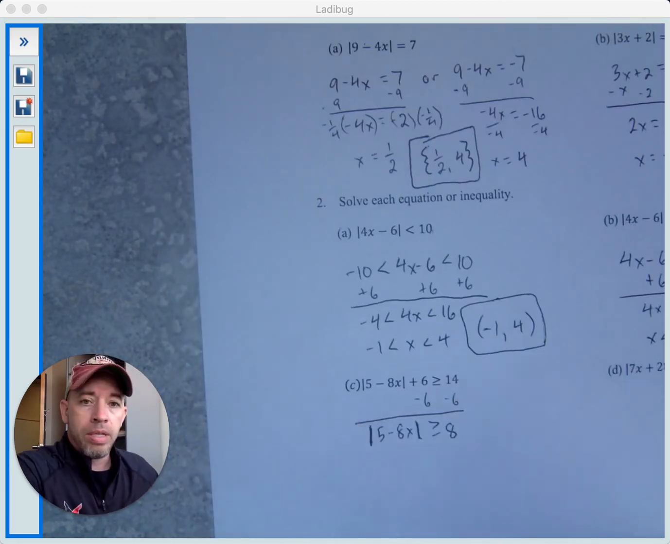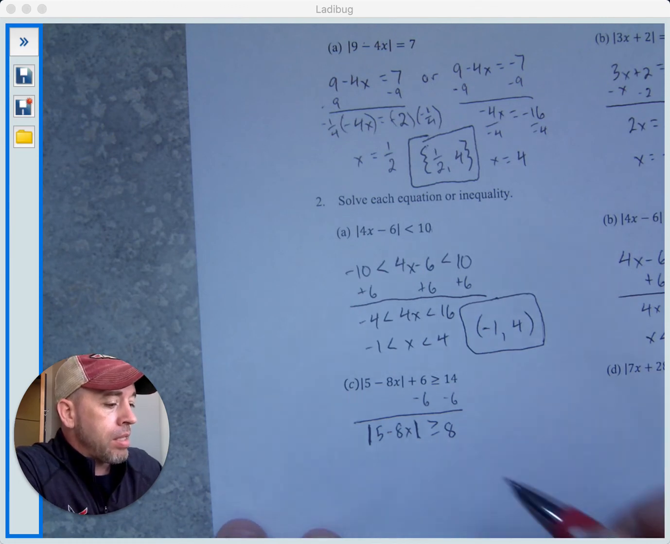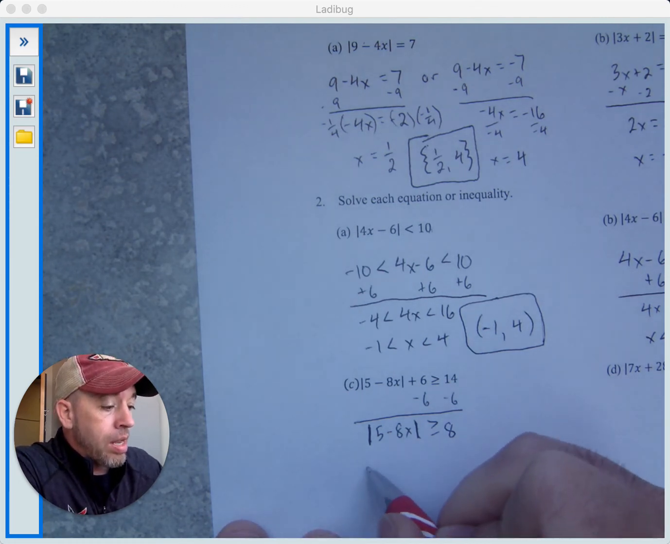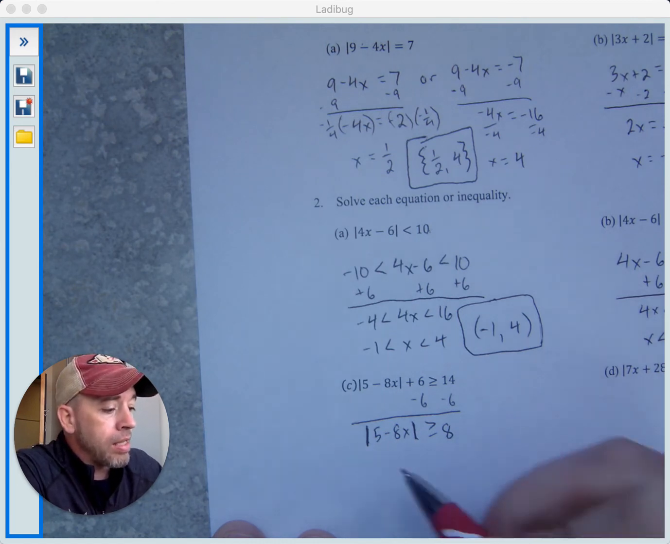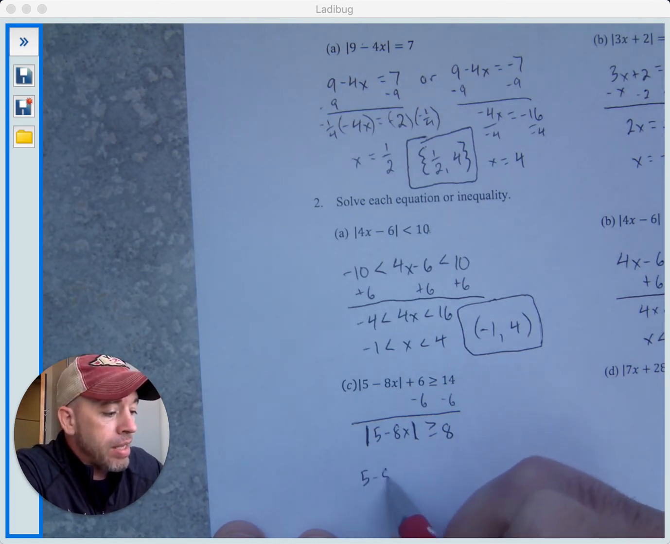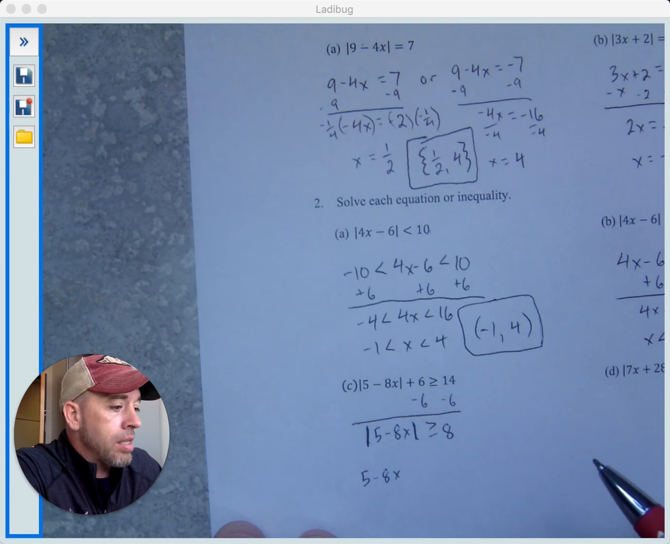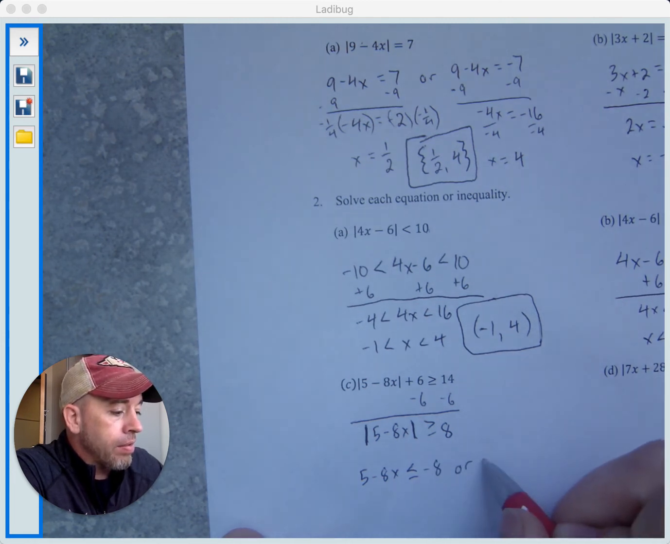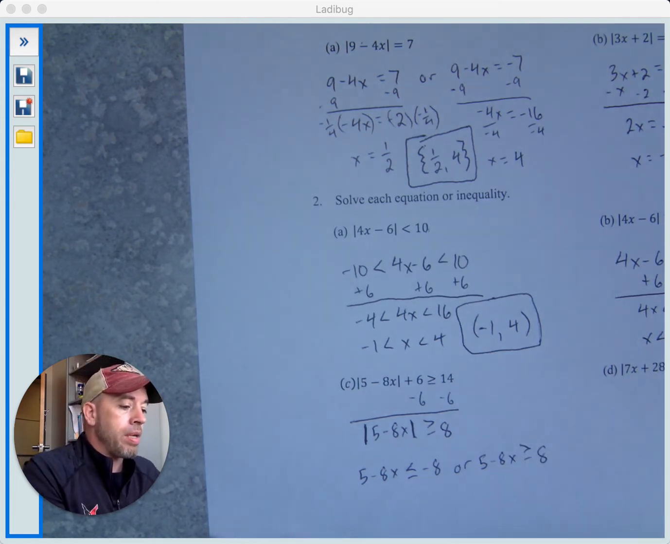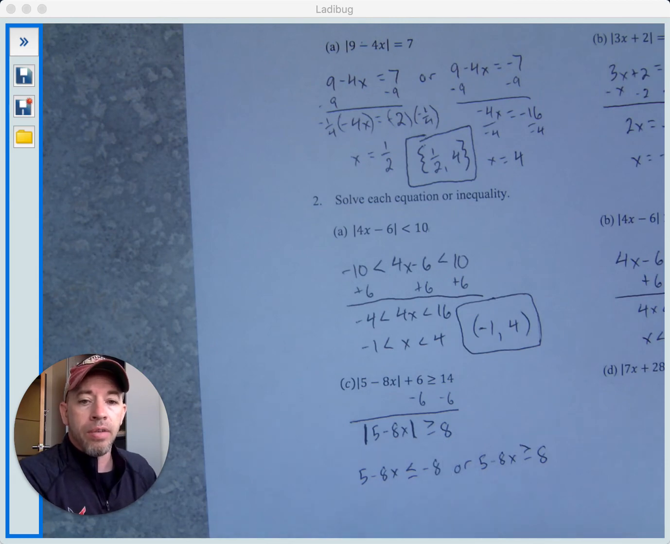Alright, so we can use case 3, which means this tells us, and is 8 positive? Yes, 8 is a positive number, so we can use that case. 5 minus 8x is less than or equal to the opposite of 8, or 5 minus 8x is greater than or equal to 8. So similar to what we did in part B, but we had to isolate the absolute value first.